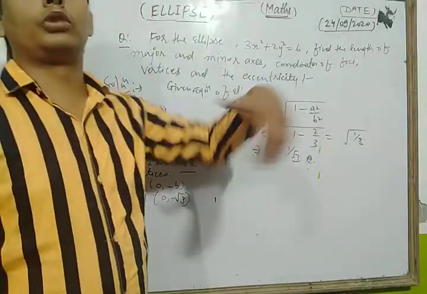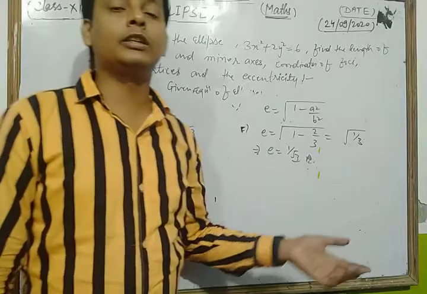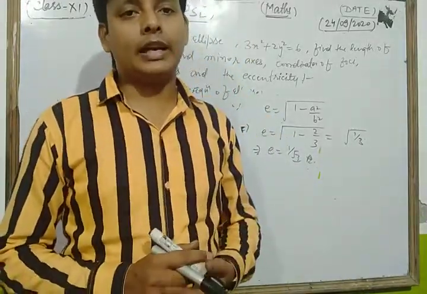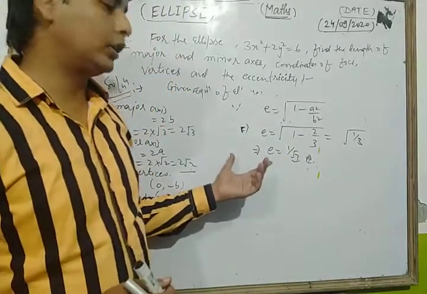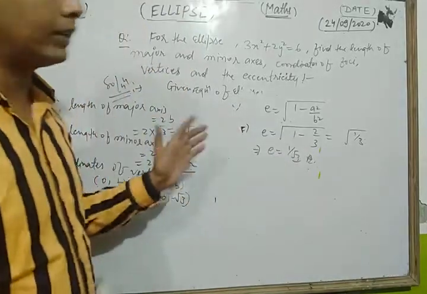So first you convert the given equation in its standard form. After that you observe that a is greater than b or less than b. Then after you apply the formula for an ellipse, and after putting the values of each and every variable, you get your result. This is the process to solve that type of question.